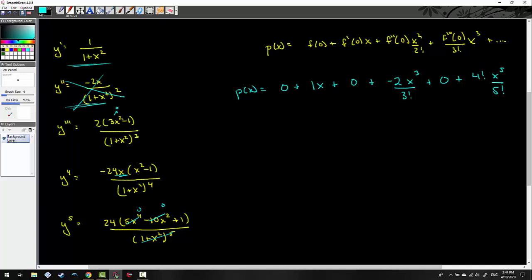So let's go ahead and clean up our Maclaurin power series here for a second. So p of x is equal to, looks like x minus, well, this 3 factorial is really 3 times 2 times 1, with the 2's canceling each other out, giving me simply x cubed over 3.